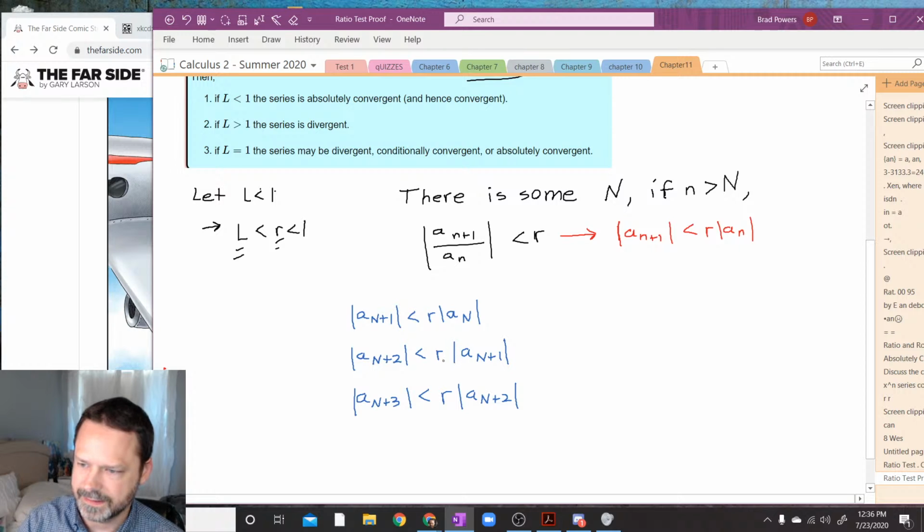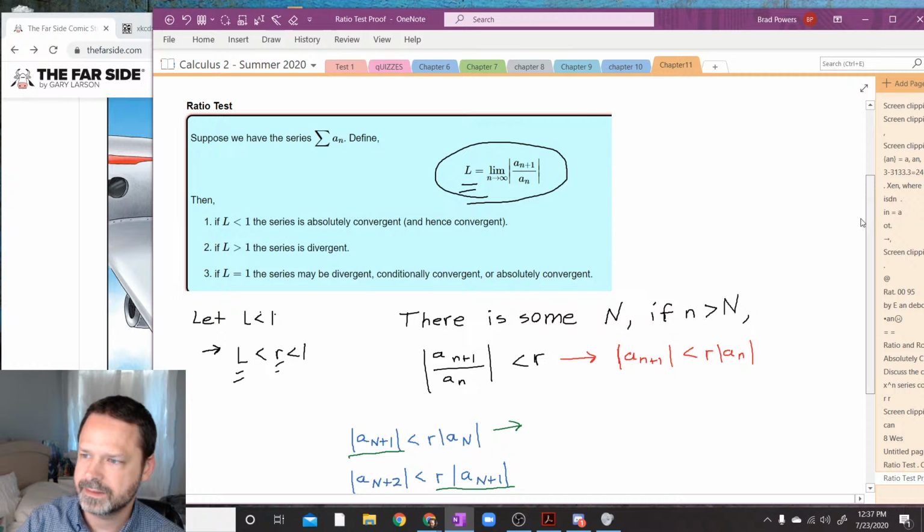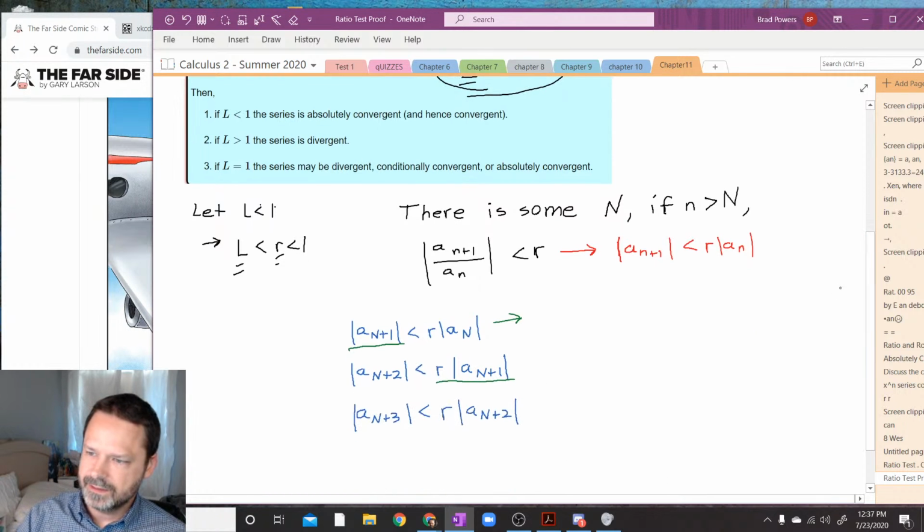Oh, well, you know what's interesting is this almost looks like this right here, except there's an r in front. So if I was to take this and multiply both sides by r, this would be true, right? Because r is less than 1. Also, I know it's positive. We're taking a limit of an absolute value. It's positive or 0. So this value r is greater than L.